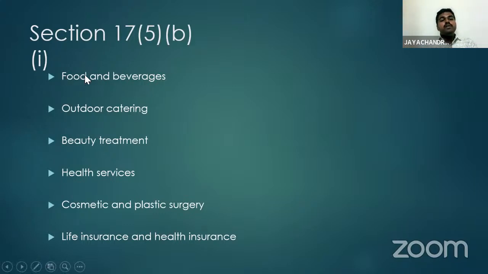You cannot avail the food and beverages. You cannot avail the ITC or GST paid on the food and beverages consumed outside, even if it is for the official visit. Even if it is for the official visits, you cannot avail the ITC and the GST paid during those official visits.